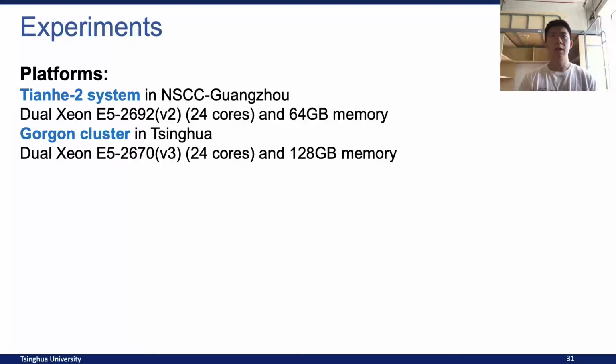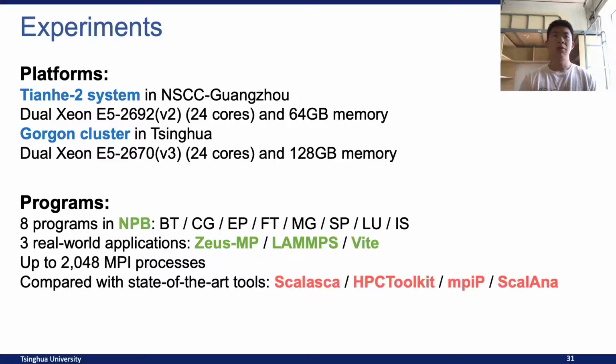The experiments are done on the Tianhe-2 supercomputer. Each computing node has 24 cores and 64 GB memory. We also use a local cluster for some experiments. We evaluate our framework with 8 programs in the NPB benchmark and 3 real-world applications with up to 700,000 lines of code. The largest scale is up to 2,000 processes. We also compare PerFlow with state-of-the-art tools, Scalasca, HPCToolkit, mpiP, and Scalana.